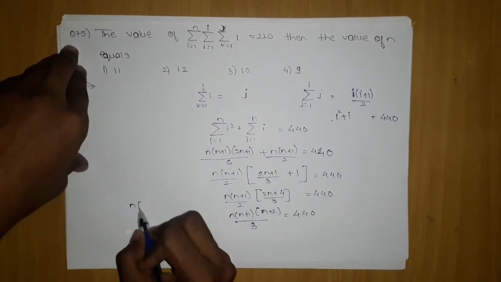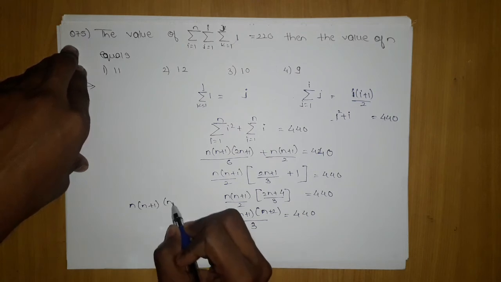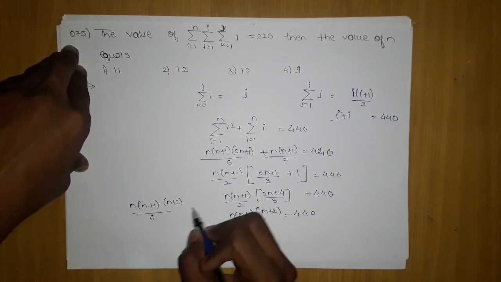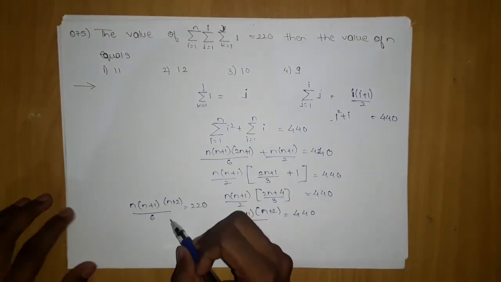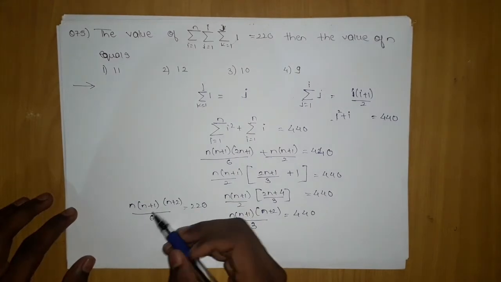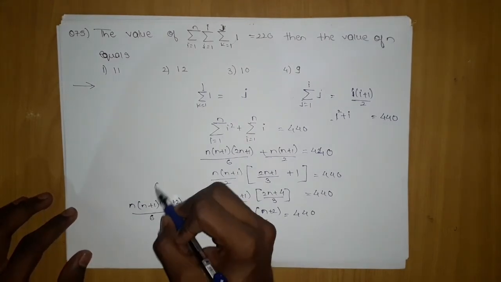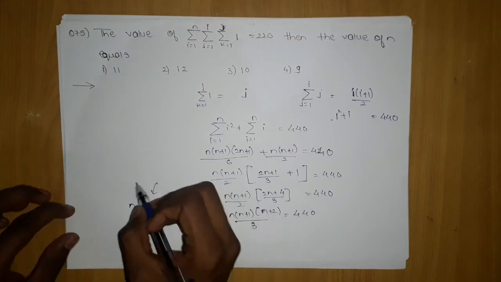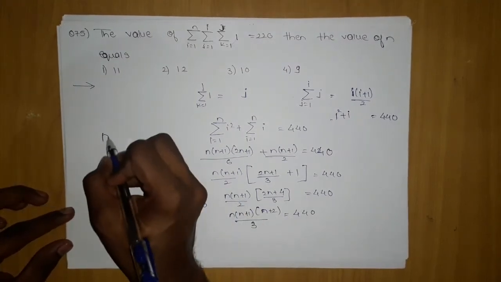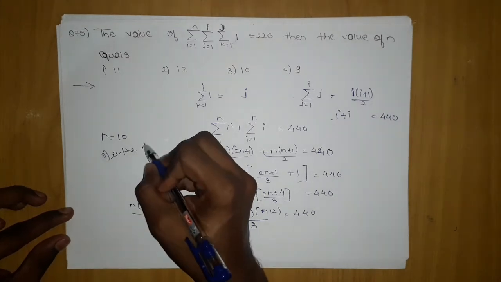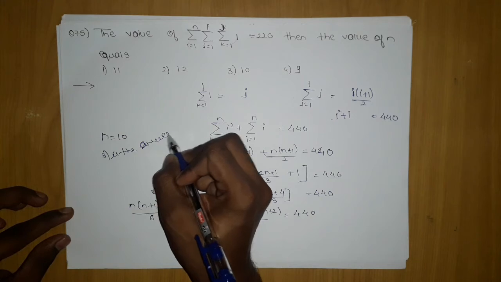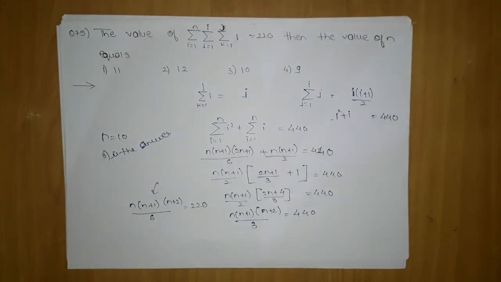To make the calculation easy, n into n plus 1 into n plus 2 by 6 equals 220. Tell me the possible number. Here you have to put the values and check it. 11 is not possible, 12 is not possible. At n equals 10, it is possible. We will get this value, so n equals 10. Third is the answer. So in the end we have to do hit and try. We have to put and check the value. Now let's move on to the next question.